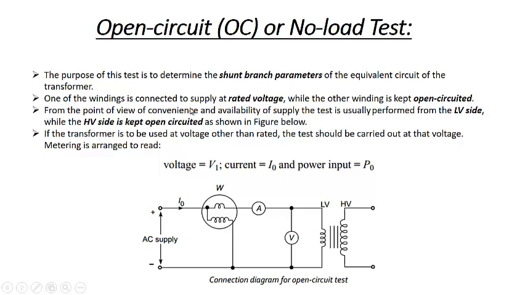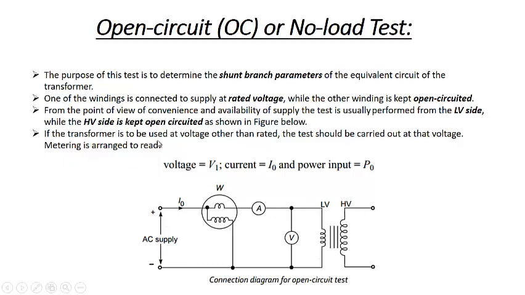One of the windings is connected to the supply at rated voltage, and the other winding is kept open circuited. From the point of view of convenience and availability of the supply, the test is usually performed on the low voltage side. That is, the supply is given on the low voltage side, and the high voltage side is kept open circuit.